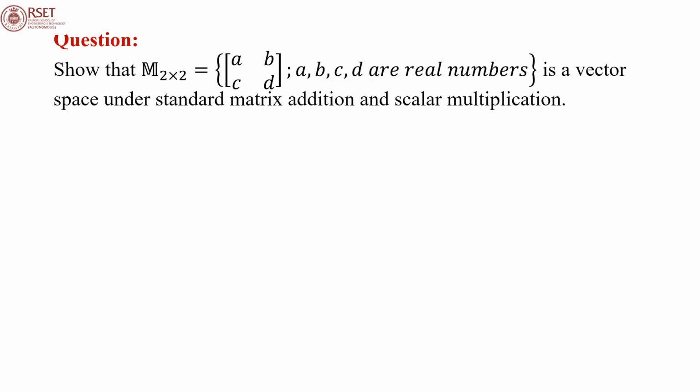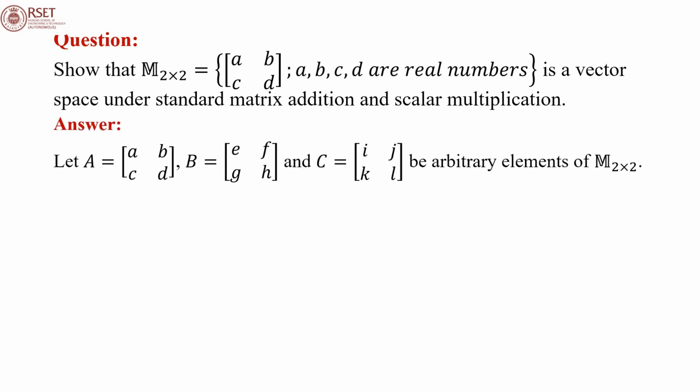Let us see another example. Show that M2 by 2 is a vector space. What is M2 by 2? M2 by 2 is the set of all 2 by 2 real matrices. We are asked to prove that it is a vector space under standard matrix addition and scalar multiplication. So, we'll prove all the 10 properties one by one as we have done in the case of R2.